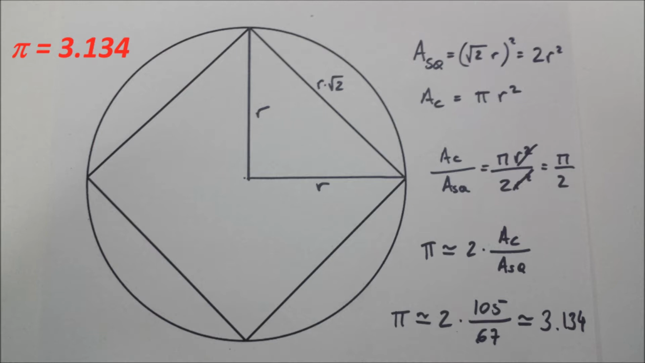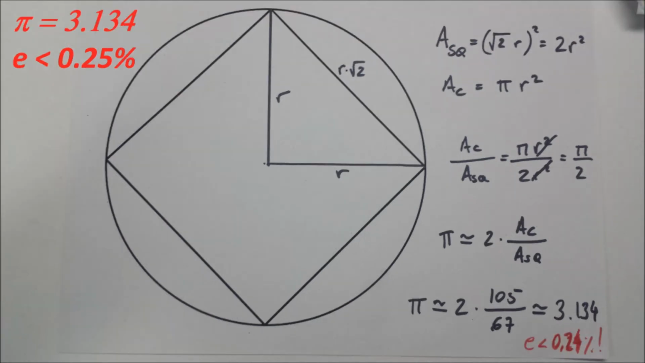So how good an approximation is that? We can compare it to the actual value of pi and measure the relative error, which turns out to be 0.231%, so less than 0.25%. In other words, the error is less than 1/400th of the value of pi. Not that bad indeed.